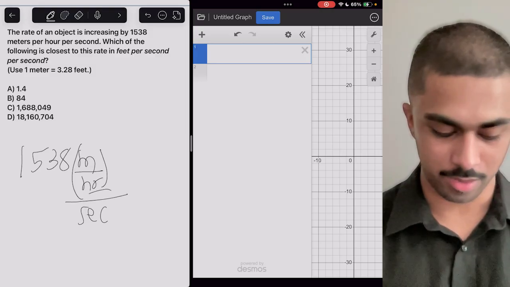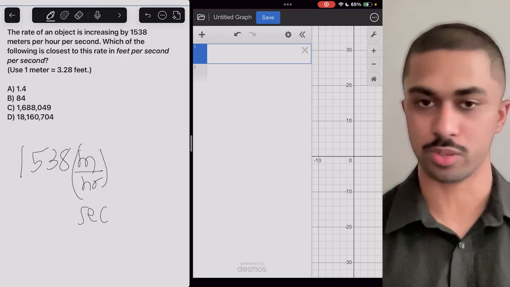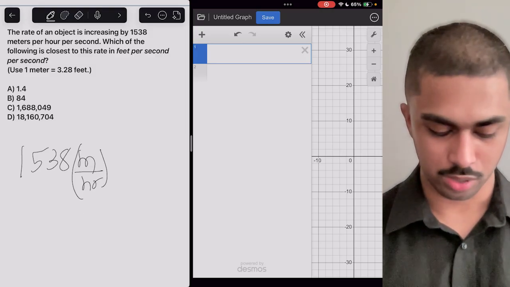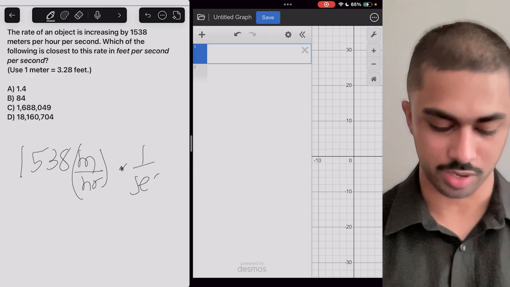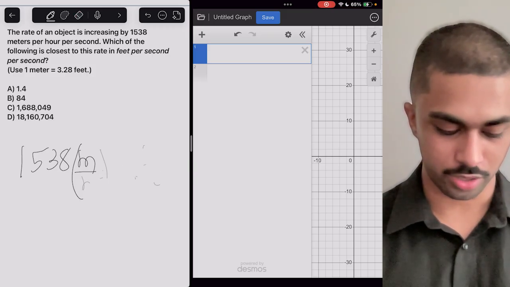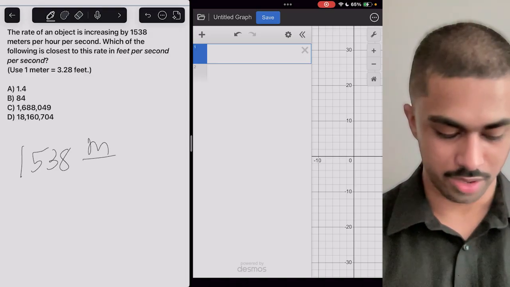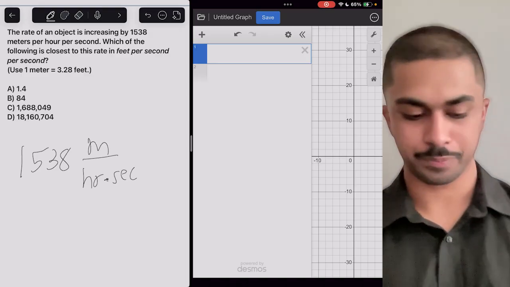Now, anytime you divide by something, you're also just multiplying by its reciprocal. So instead of dividing by seconds, you're really just multiplying by 1 over seconds. So this just turns into meters per hour times seconds, just like that.